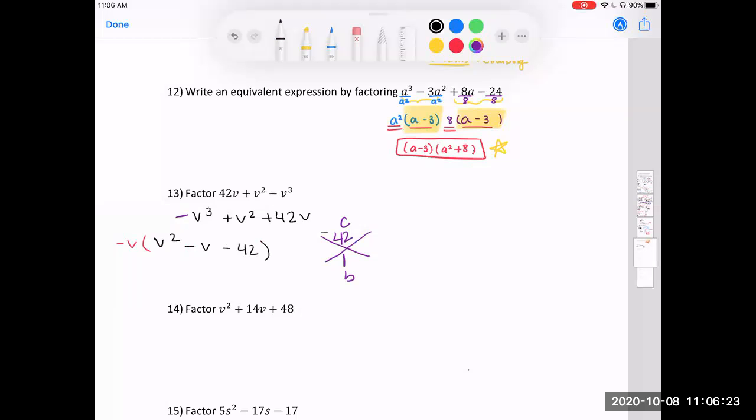What numbers multiply to give me negative 42, but add to give me negative 1? Now I can think of 7 and 2. 7 and 6, not 2. 7 and 6. 7 times 6 is 42, but I need to make one of them negative. Let's make that 7 negative, so when I add them, I get negative 1 in return. Okay, so this part right here factors to be b minus 7 and b plus 6. And that negative b is still there. So that would be our full answer.